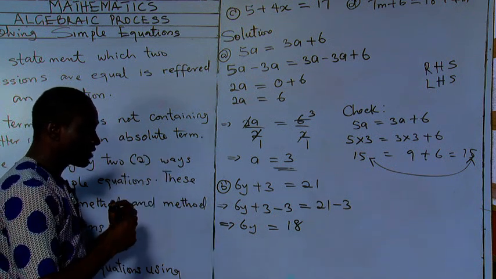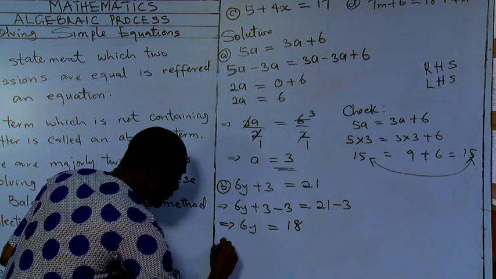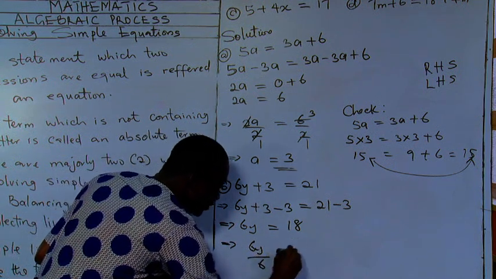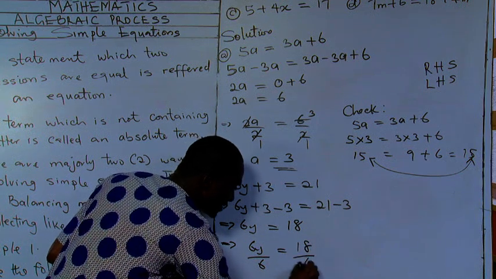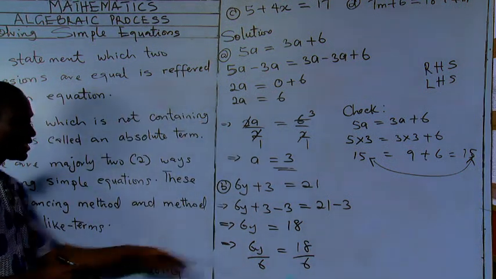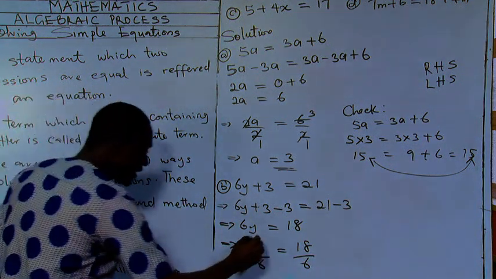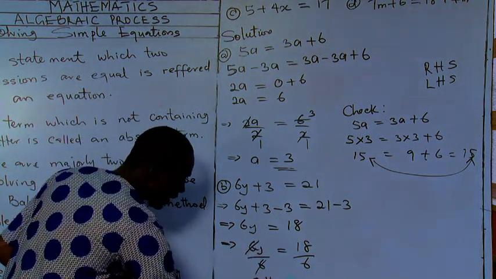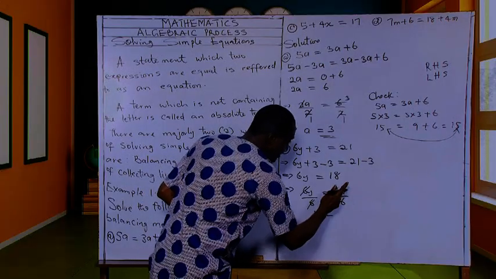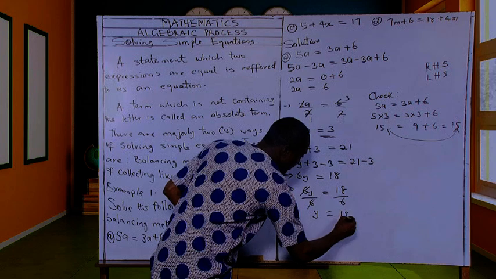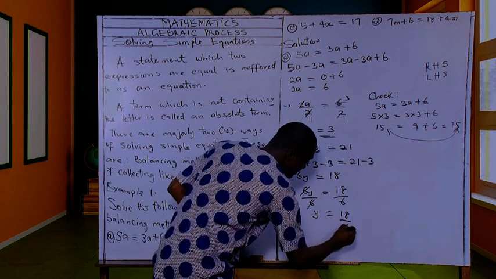Division of 6 on both sides, which will give us 6y over 6 equals 18 over 6. This is another balancing; you are balancing both sides. We cancel this, and we have y equals 18 over 6. This 18 over 6, let me write it out: 18 divided by 6.